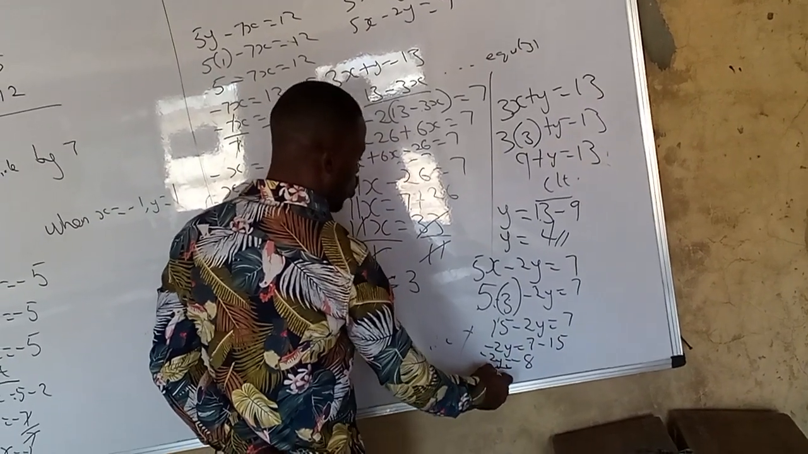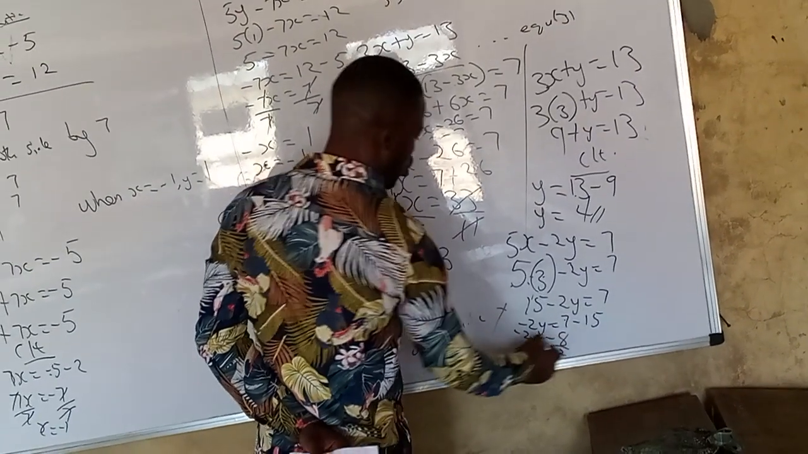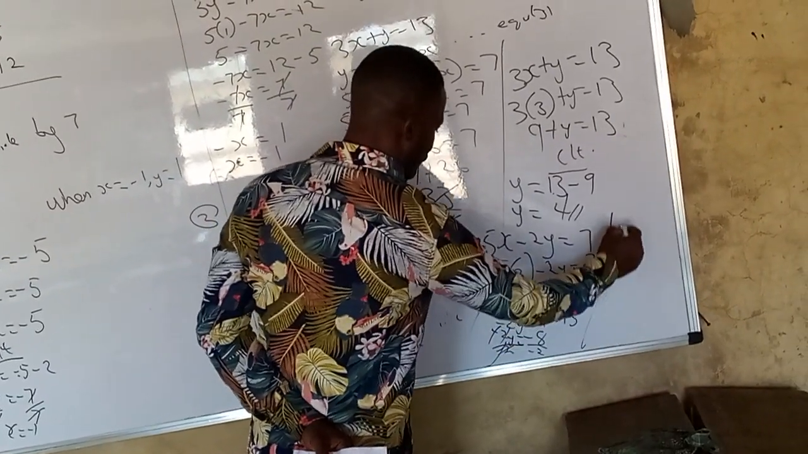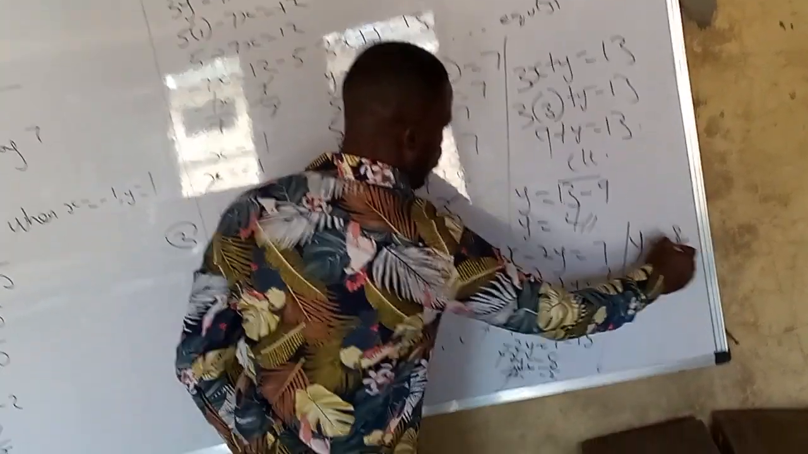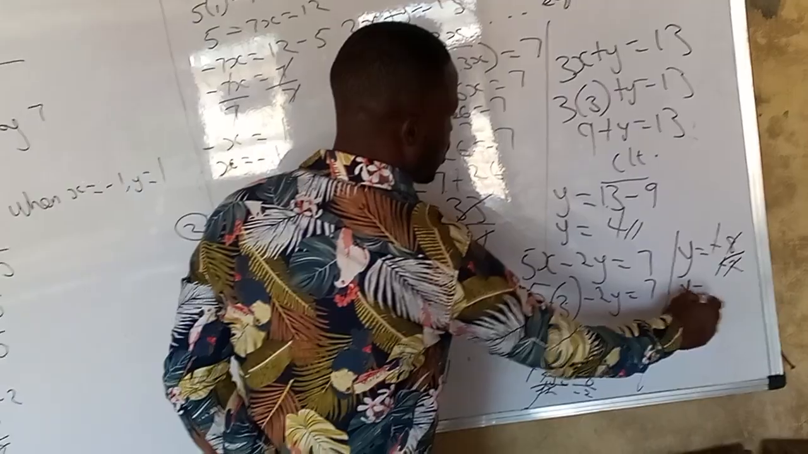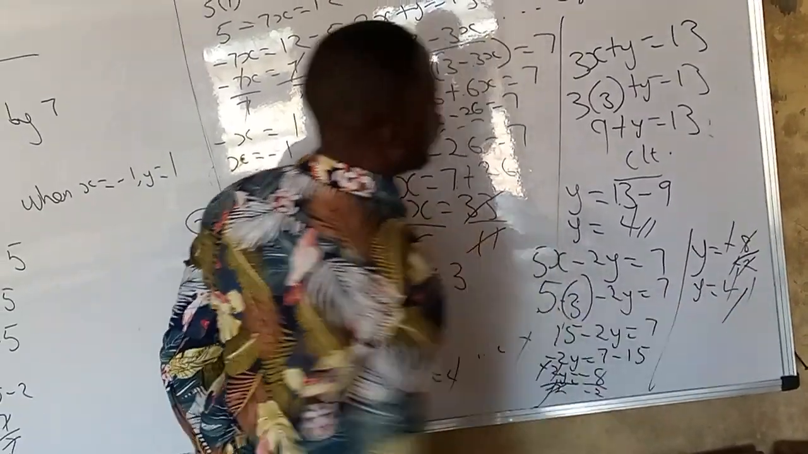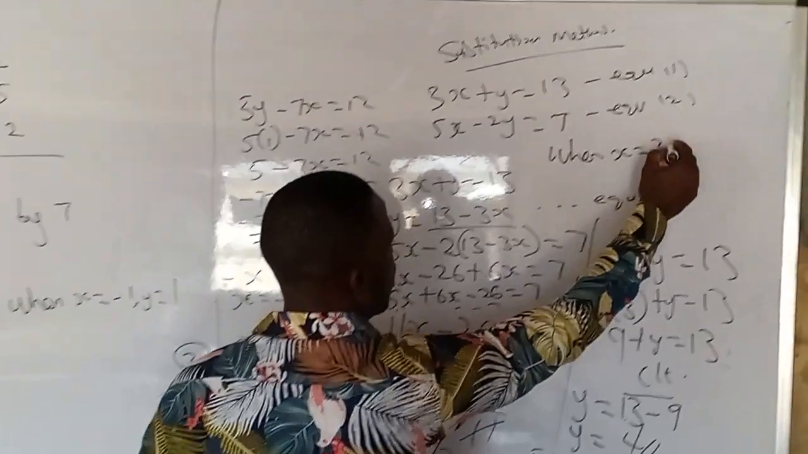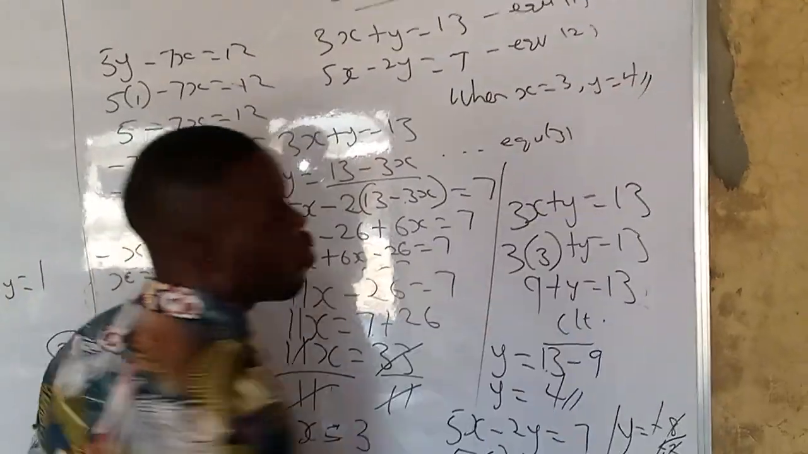We divide both sides by the coefficient of minus 2. Minus cancels minus, 2 cancels 2. So what we have here is y equals minus 8 over minus 2, sorry. So minus cancels minus, and 8 divided by 2, you can see that y is equal to what? 4. So you state the answer: when x is equal to 3, y is equal to 4.